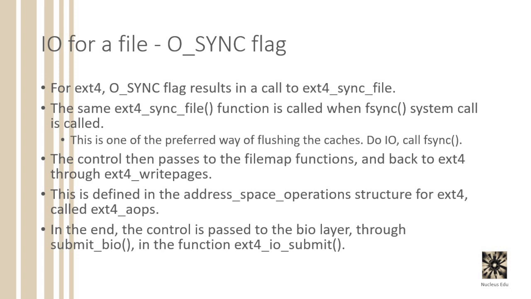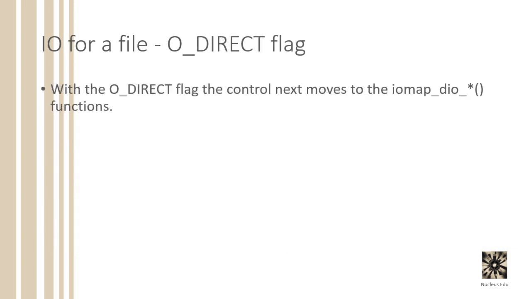We will soon look into what happens to IO in that layer. First, we are going to look at how your IO will behave if you use the O_DIRECT flag. And this is the third branch that we had discussed previously.